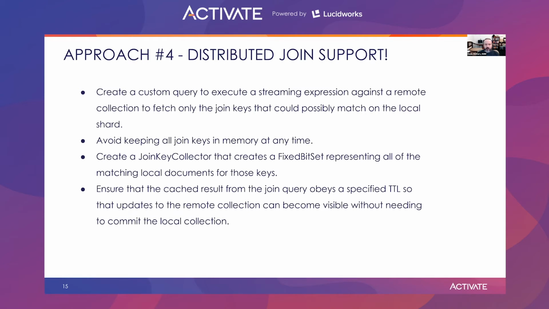A couple of things that we wanted to keep in mind when we were doing this distributed join: we created a custom query, and that custom query executes a streaming expression against a remote collection. That streaming expression returns only the keys that could possibly match on the local shard. We'll get into more detail about that. Another thing we wanted to make sure of is not to keep a large number of join keys in memory at any given time.